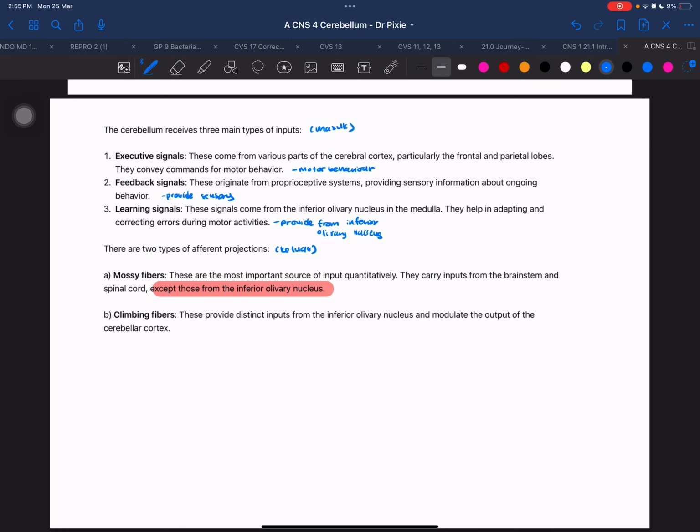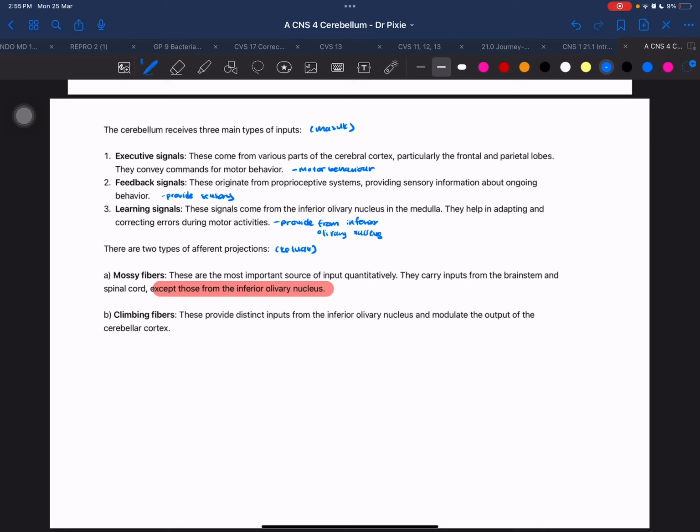Except from the inferior olivary nucleus. Because the inferior olivary nucleus will give you a special type of fibers called climbing fibers. Yeah, climbing fibers. No matter what, these two fibers are going into the cerebellum. And this is where, in the Nature paper, we summarize it. This is your cerebellum. Can you name the four nuclei?